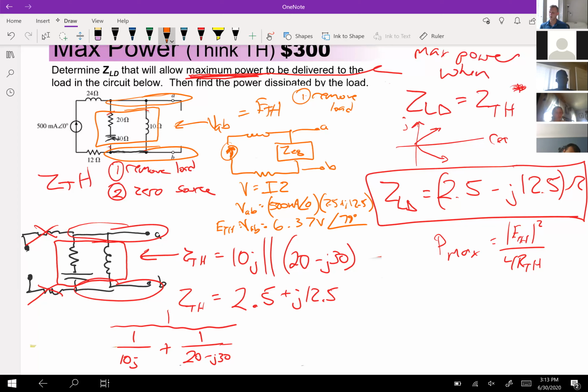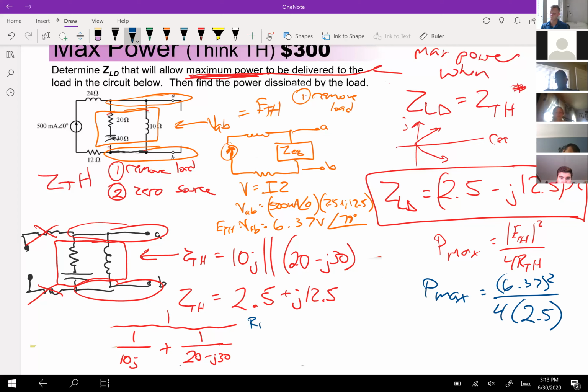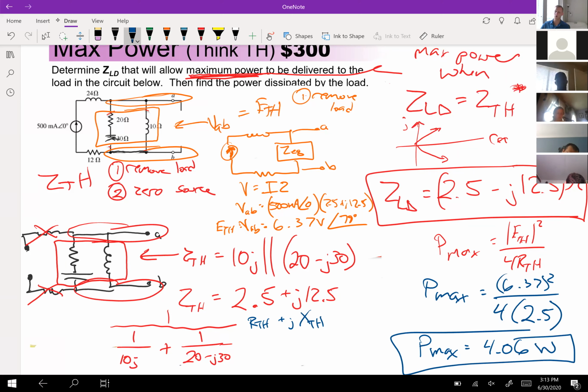So now I can plug those into my Pmax equation. And we'll do Pmax in blue. So Pmax in the bottom right is just the magnitude of the E Thevenin, so it's just 6.37 squared over 4, and then it's just the R Thevenin. So it's only 2.5, up above where it says the R Thevenin. This is R Thevenin, and this is saying plus J X Thevenin. So there's the 4 over 2.5, and the Pmax that can occur is 4.06 watts. And there's my two answers that were asked.